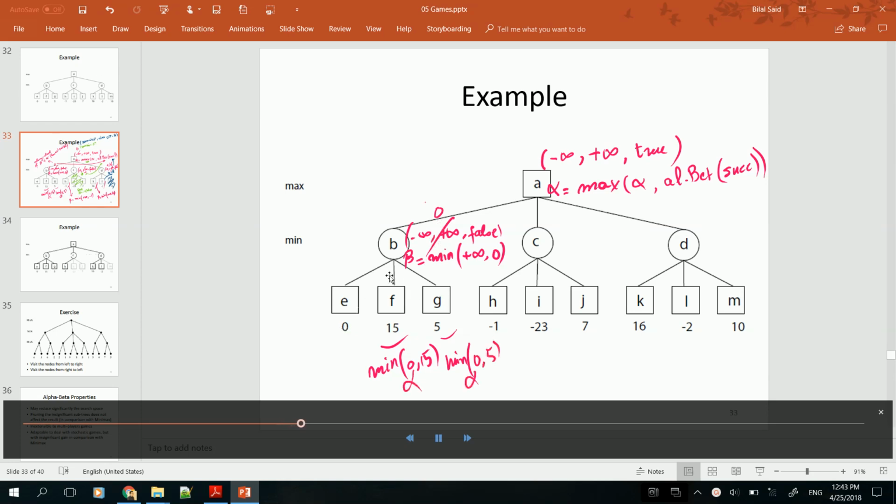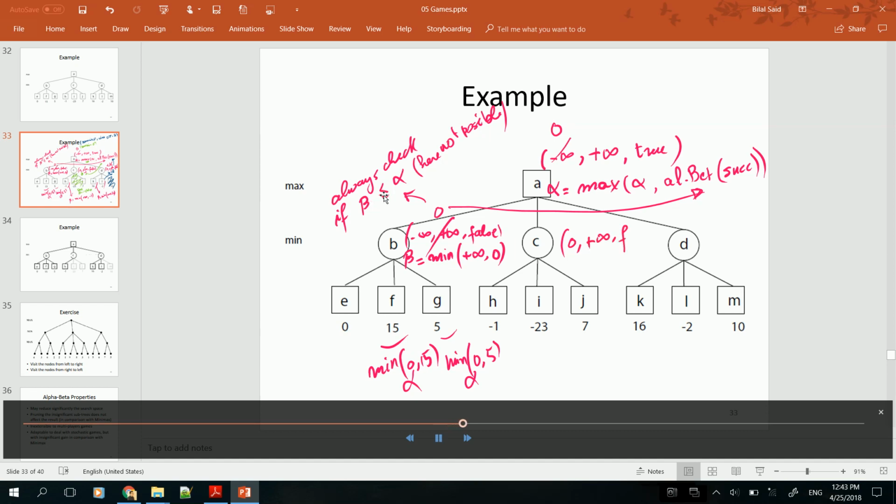We update the beta value with 0 coming from here, and then we check if we have to update it. No, because 15 is greater than 0 and 5 is greater than 0. And actually we do not do a cut because beta did not become less than or equal to alpha. We update here the value of alpha because the maximum of minus infinity and 0 is equal to 0, and then we continue here.